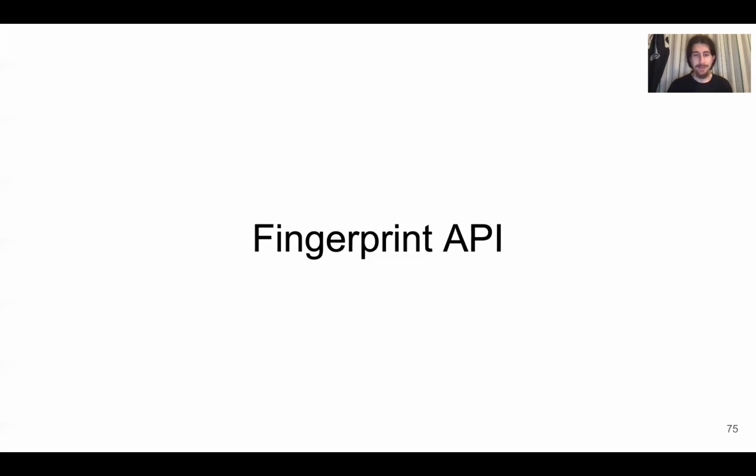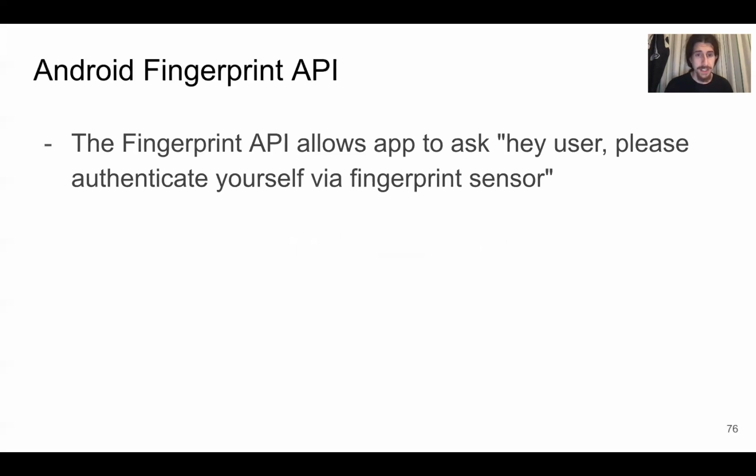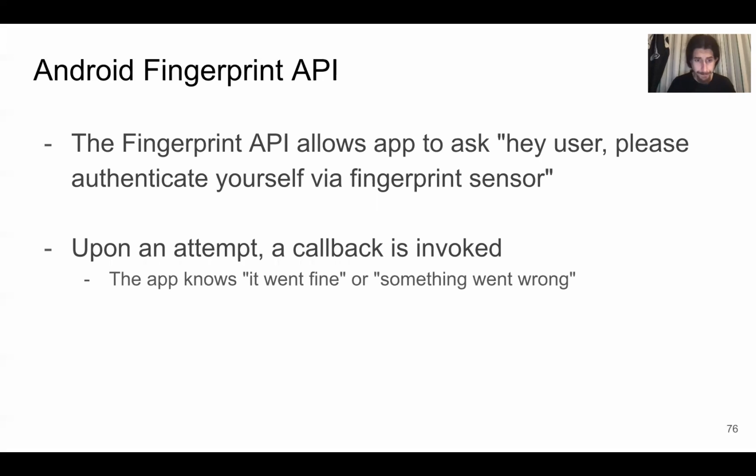So the fingerprint API is extremely interesting and I'm a big fan of it. What is it? It's an API that allows an app to ask a user, please authenticate yourself using the fingerprint sensor. The way it works is that once you do this, there is a callback that is invoked. As an app, you can register a callback. Once the user is authenticated, you get a callback, and the callback says whether the authentication was successful or not. And so the app knows if everything was fine or something went wrong.